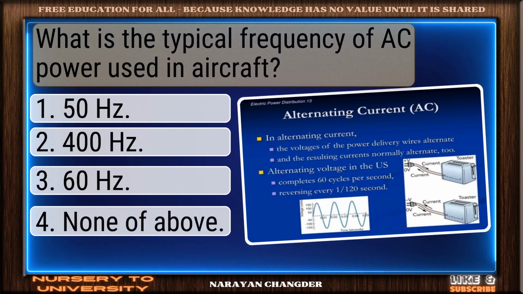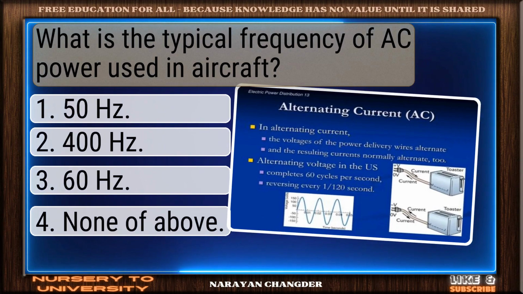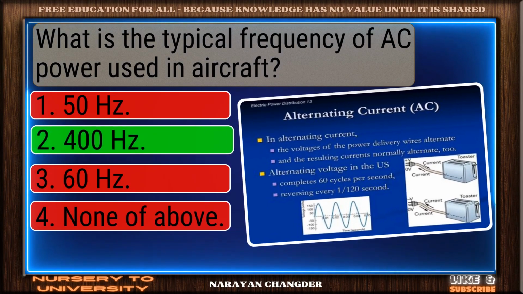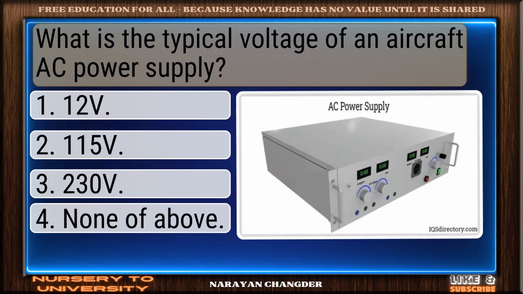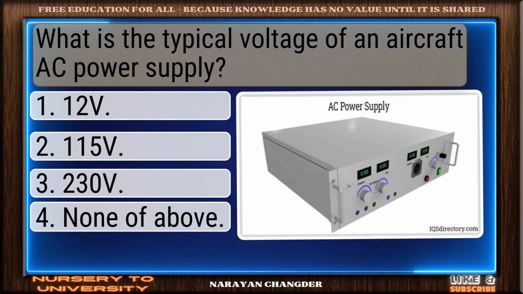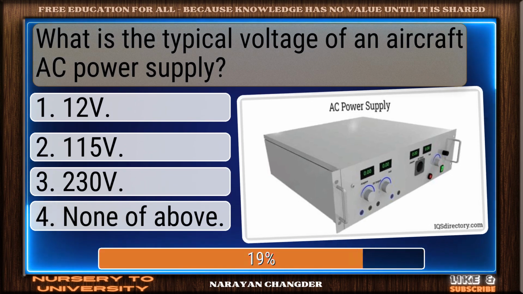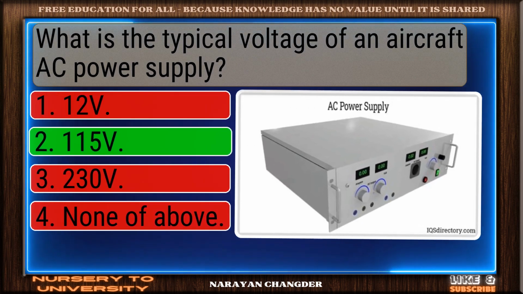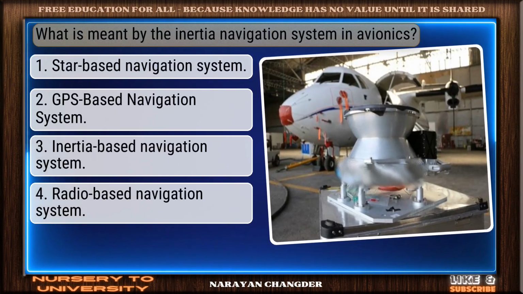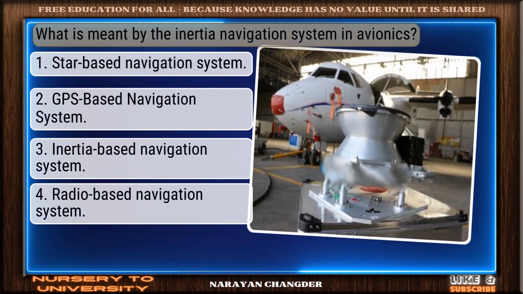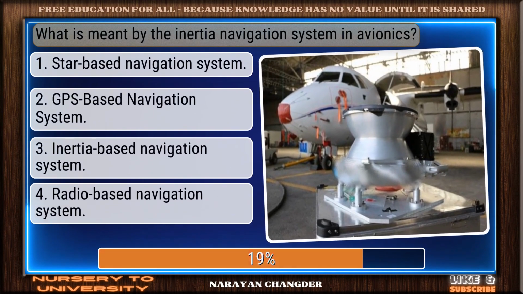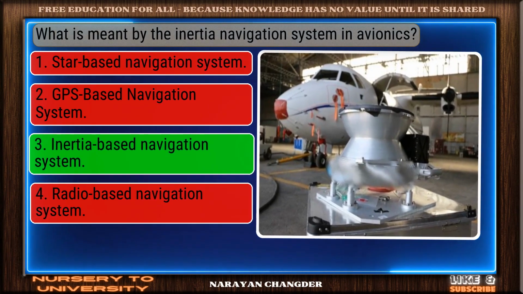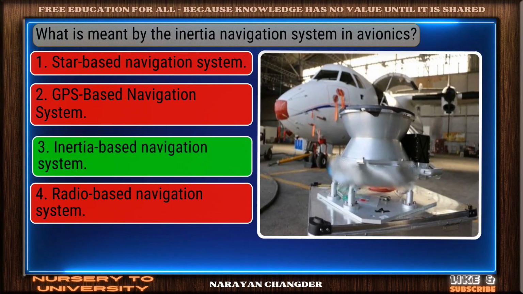What is the typical frequency of power used in aircraft? Bravo. 400 Hz is the answer. What is the typical voltage of an aircraft power supply? Great job. 115 V is the accurate answer. What is meant by the inertial navigation system in avionics? Well done. Inertia-based navigation system is the right choice.